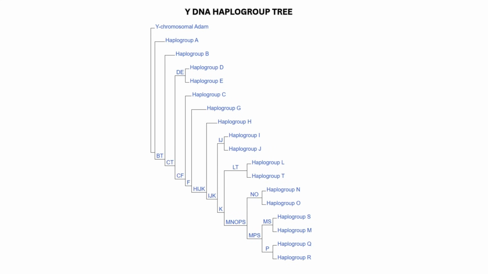Y-DNA is categorized and grouped into what's called haplogroups. In the chart I'm showing here, the letters represented going top left to bottom right, A all the way through R, represent what's called haplogroups. Each haplogroup is basically a point within the global Y-DNA tree where there was some sort of mutation in the Y-DNA.